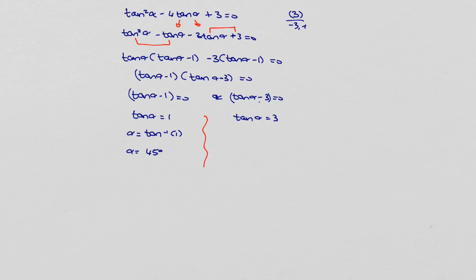And of course, then the second value is where I get tan inverse of 3, which obviously can't be found in your table, so you have to use your calculator for that. And that's 71.56 degrees. So our 2 values for alpha. Okay.